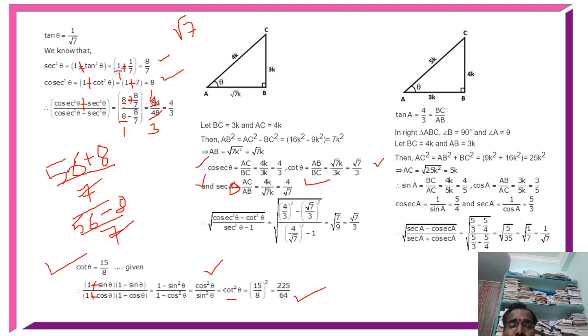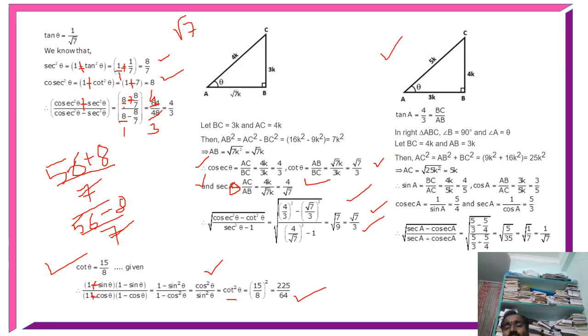Then after substituting, 4 square is 16 by 9 minus 7 by 9, 16 by 7 minus 1 by 1. If we simplify, 16 minus 7 is 9 by 9, so the 9s cancel. If you take the reciprocal, after simplification we get root 7 by 9, root 7 by root 9 is 3. This is the answer. Now come to the next problem.